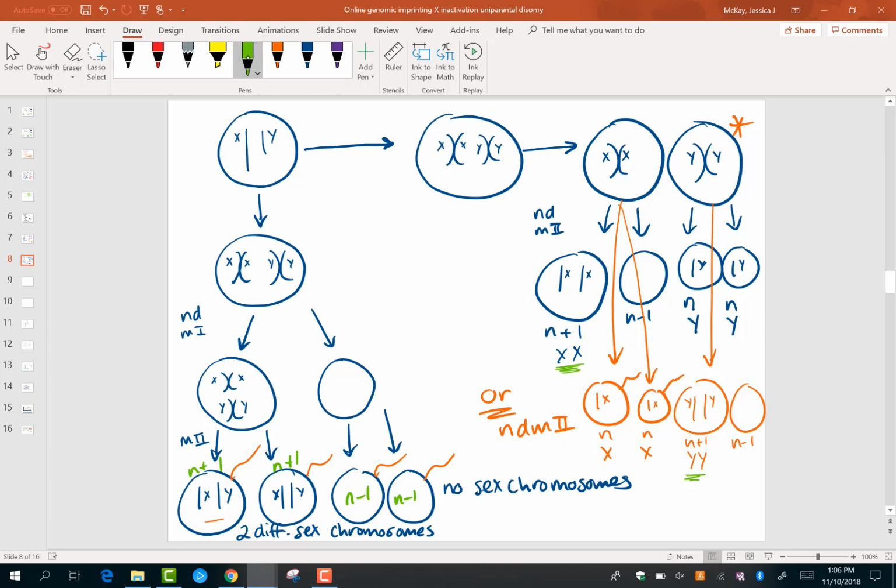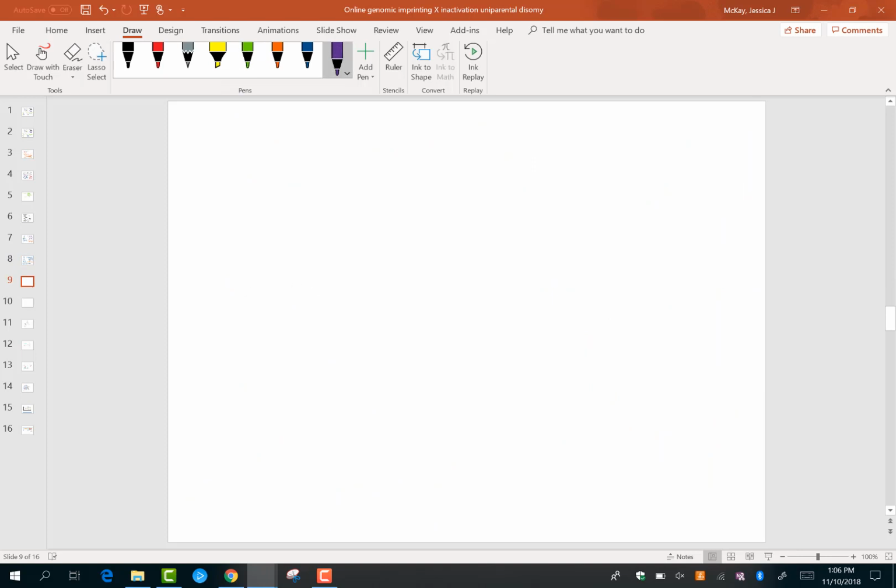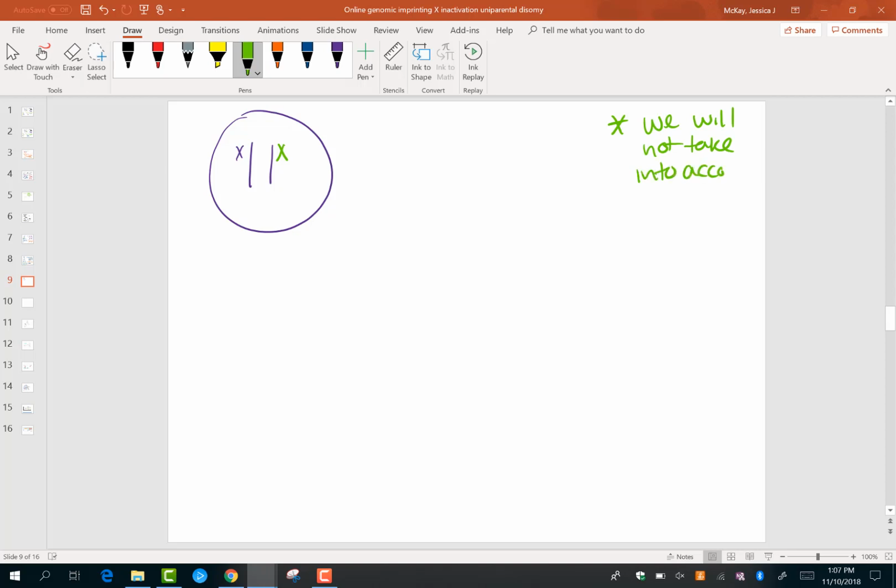Okay. Let's do it one more time with a female. So she's XX, but let's say there's a mutation or something in this X. So we're going to color it green. And what I want you to know is we will not take into account X inactivation when doing non-disjunction. That gets too confusing, and we'll talk about in a minute. The X chromosomes are both reactivated anyways, so do not take X inactivation into account for non-disjunction.